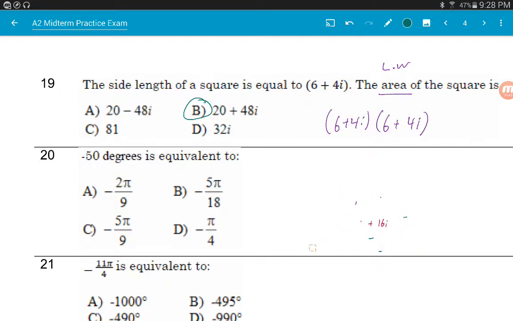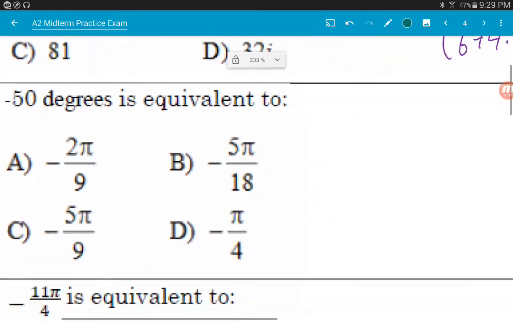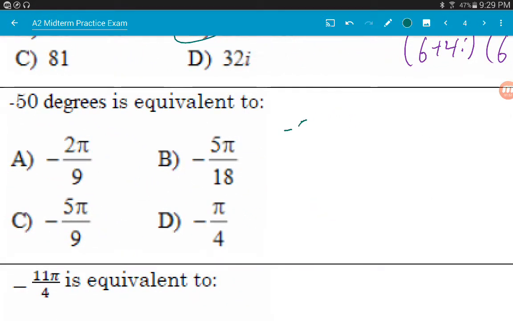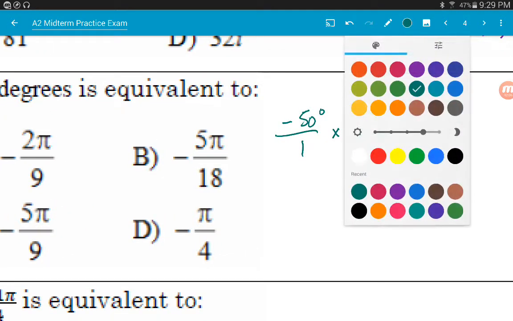Alright, now some degrees to radians and vice versa. We've done these very recently. For this one, negative 50 degrees, we put it over 1. We've got to multiply it by either pi over 180 degrees or 180 degrees over pi. You don't have to memorize those because they'll be on your reference sheet.